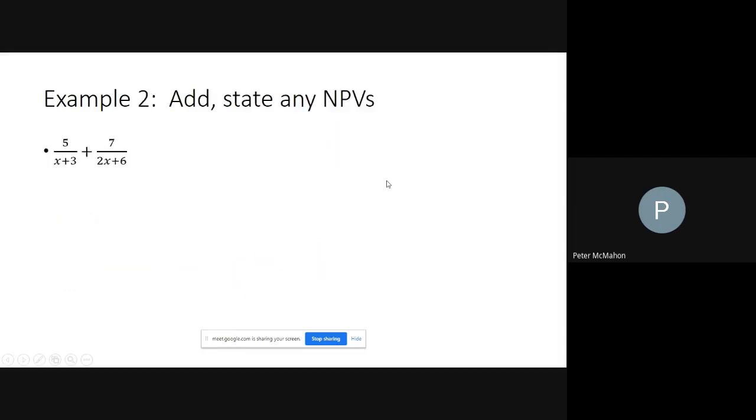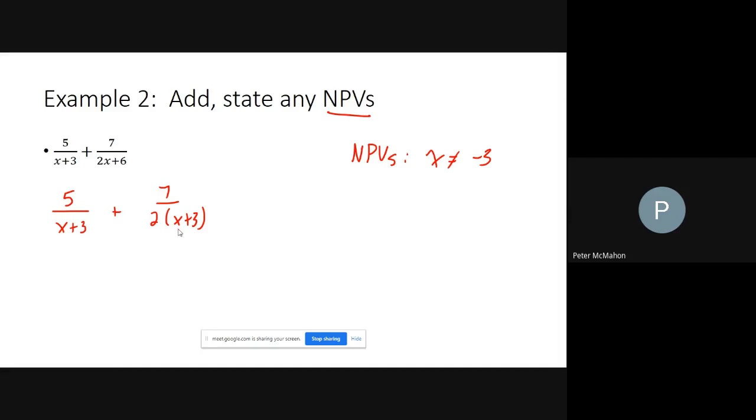All right, so example 2, add, state any NPVs. So if I have 5 over x plus 3 plus 2 over x plus 6, okay, first thing I want to do is factor everything that we can. Well, there's nothing we can factor in the first term, but in the second term, we can factor out a 2 out of the denominator like this. Okay. Now let's deal with our NPVs right away. NPVs, x cannot equal -3, and that's coming from this one over here and this one over here.